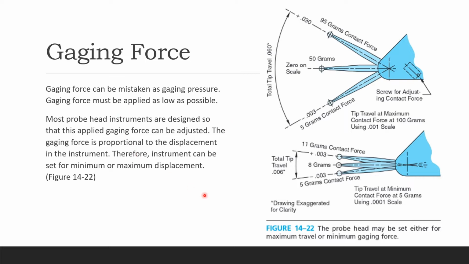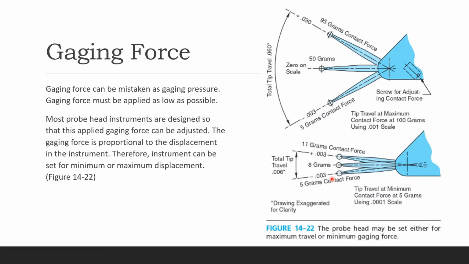Gauging force must be applied as low as possible, so don't put so much force. Most probe head instruments are designed so that this applied gauging force can be adjusted. The gauging force is proportional to the displacement in the instrument, so therefore the instrument can be set for minimum or maximum displacement. Your probe head is very sensitive, so when you do the measurement with the probe head, you have to be very careful, okay, and don't put a lot of force on it because you're going to make a mistake.